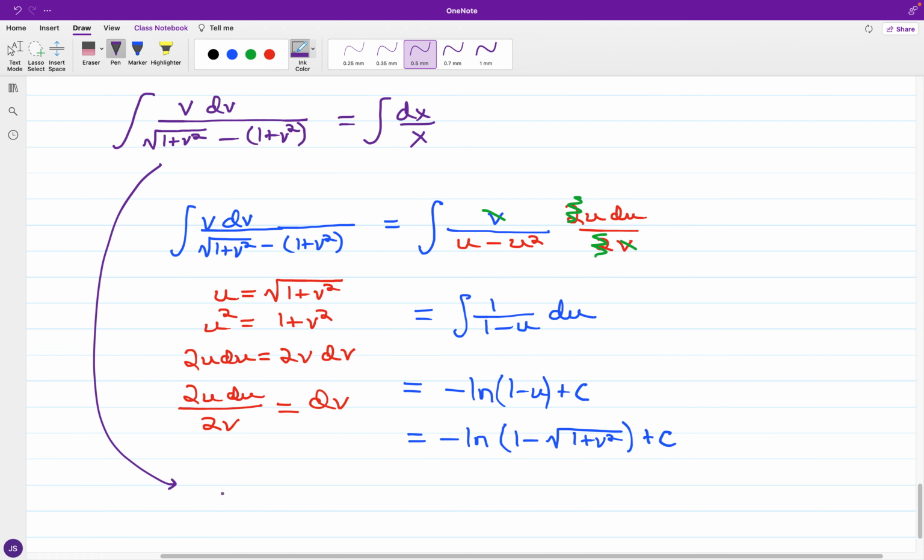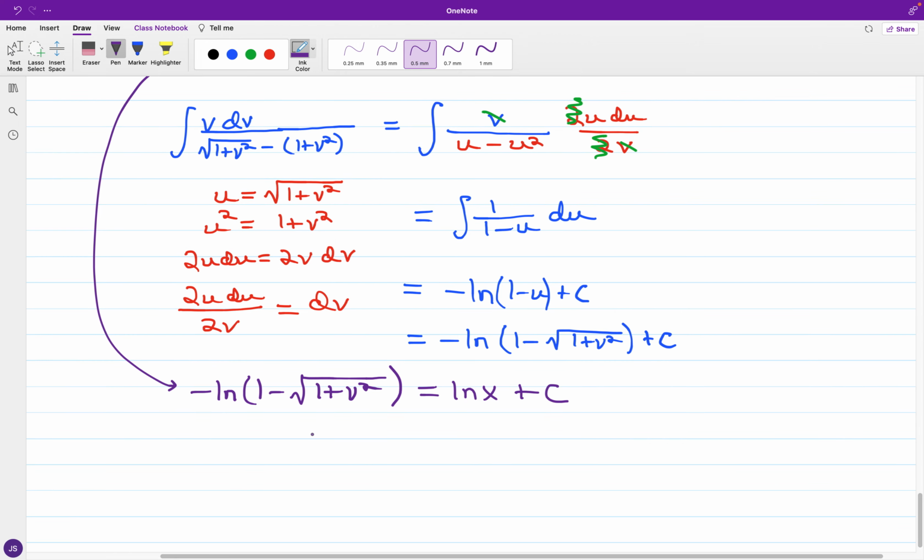And putting back into place, we have the negative of the natural logarithm of the quantity of 1 minus the square root of 1 plus v squared. Left hand side, again we have the natural logarithm of x followed by the constant. And let's say that if I combine the natural logarithmic terms, if I take a negative of a constant, that's still going to be a constant.